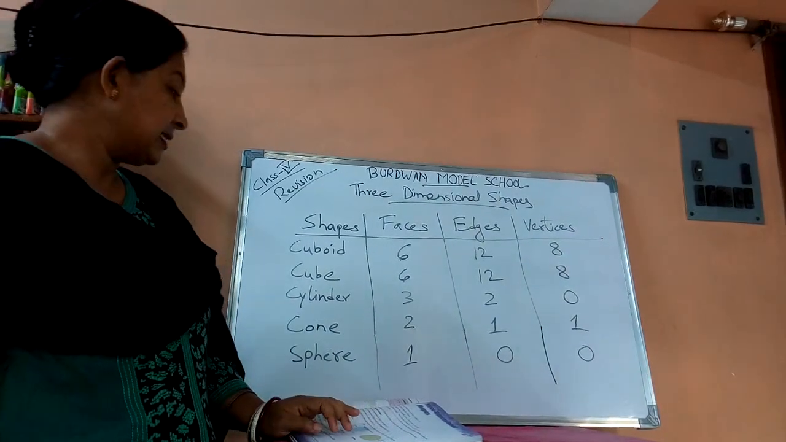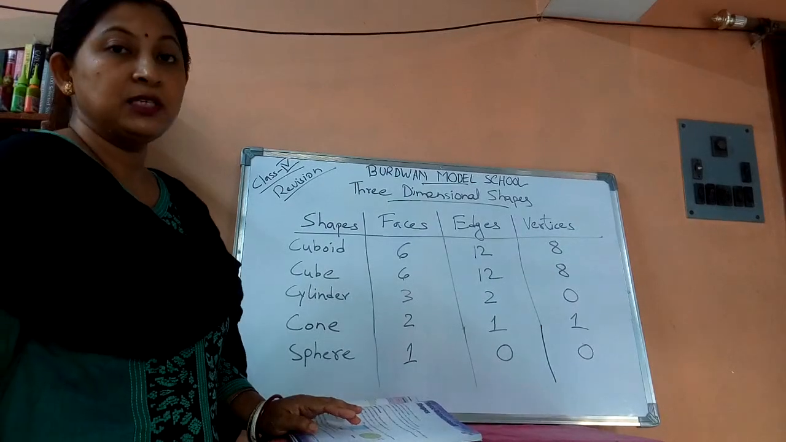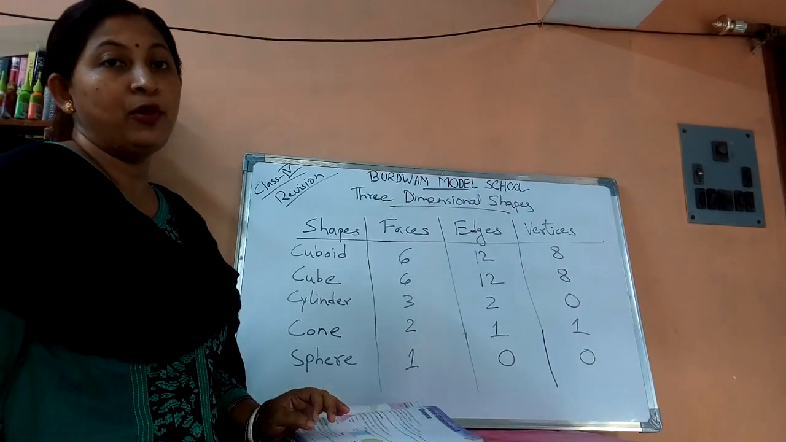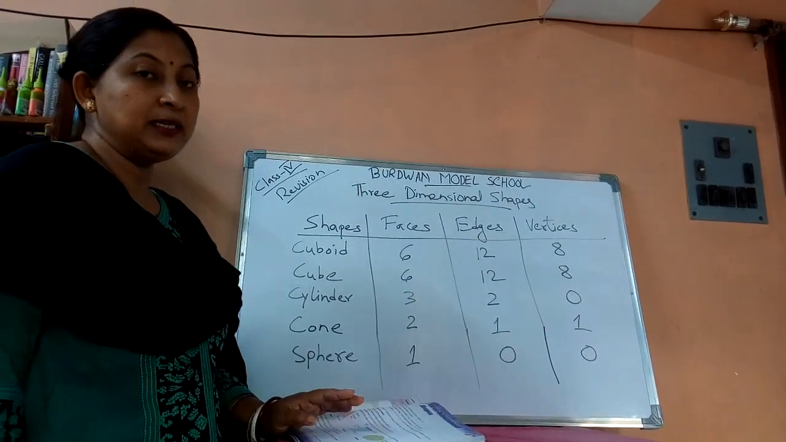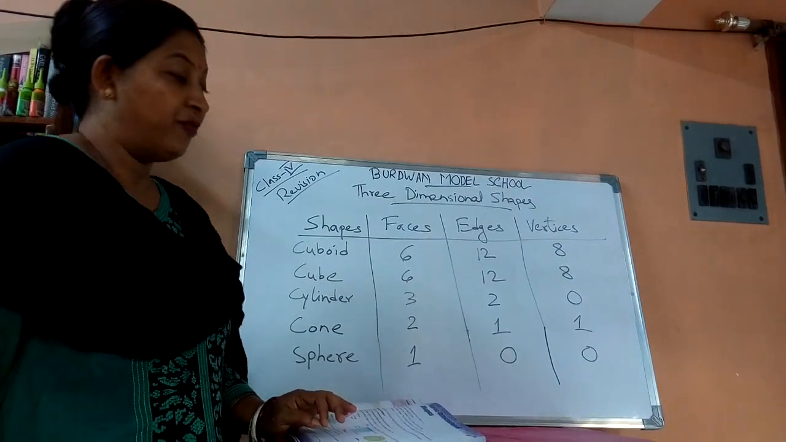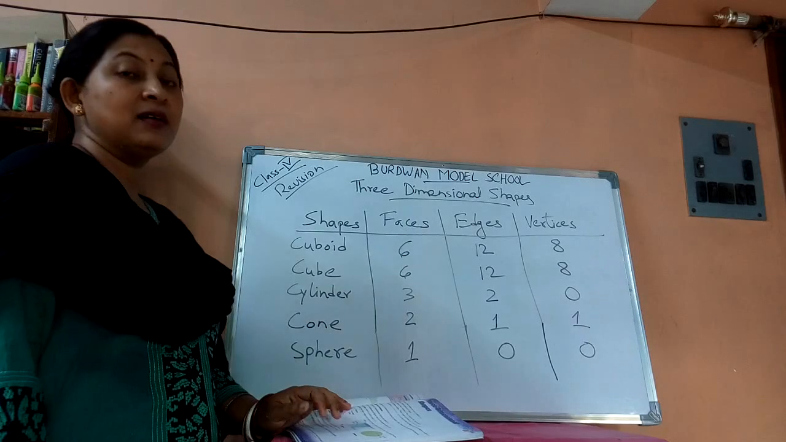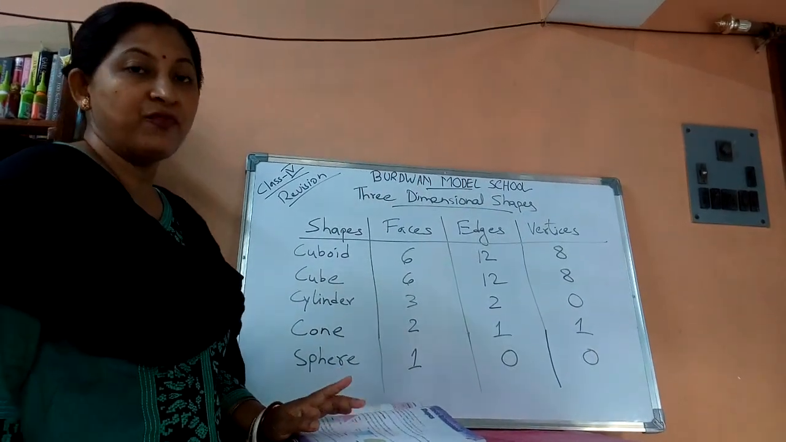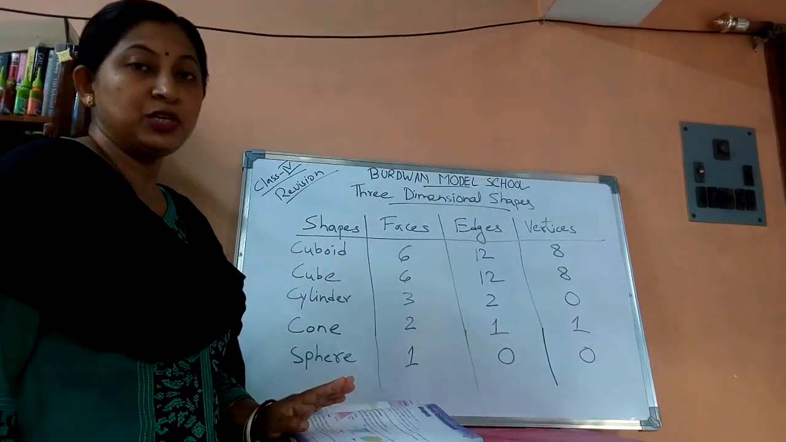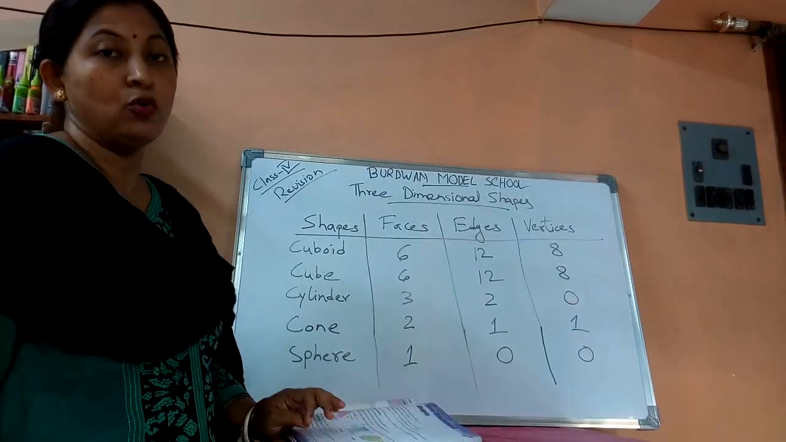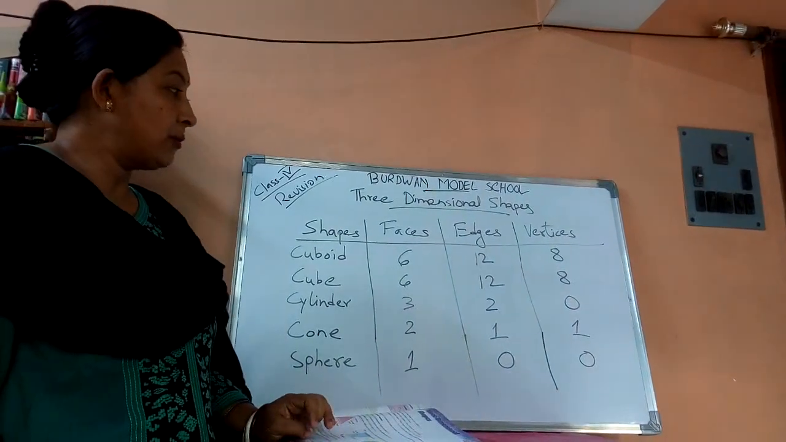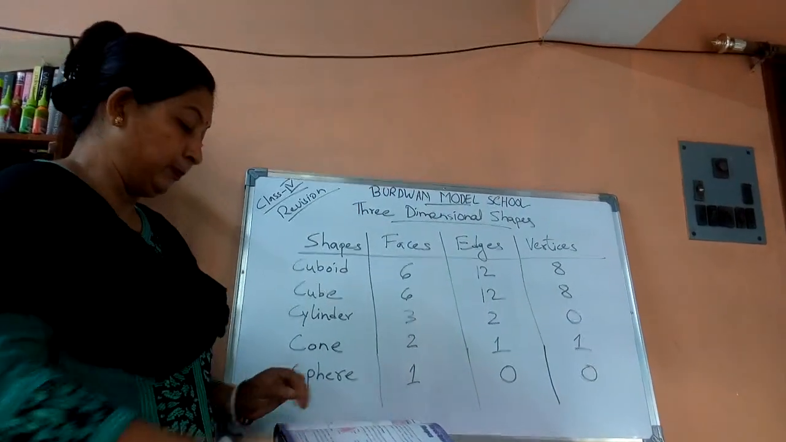Next comes the sphere. For a sphere you can take the example of a football. A football is round, or curved, on every side. So a sphere has only one curved face, and it has no edges and no vertices or corners. So this is about the three-dimensional shapes.